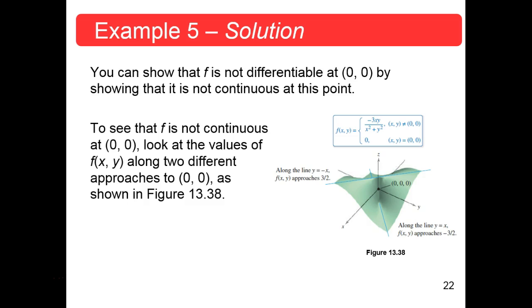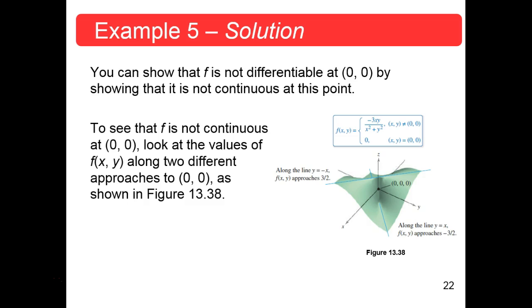Well, I did it by 3. I did it along either the x or y axis. But then they showed it along the line y is equal to x. So then you plug in x instead of y, that would be minus 3x squared over x squared plus x squared. That would be minus 3x squared over 2x squared. That would be minus 3 halves.